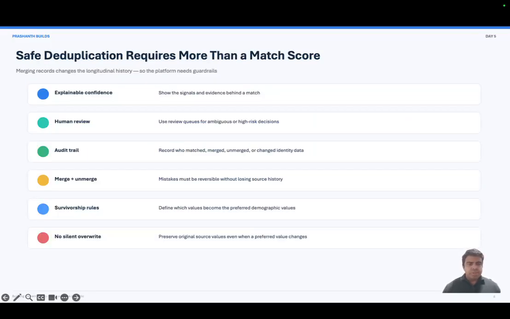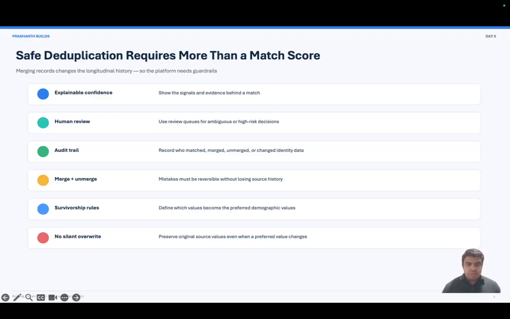Once the system decides the two records belong to the same person, deduplication introduces another set of responsibilities. We need to explain confidence so users can understand the basis of a match. We need human review for uncertain decisions. Every merge and unmerge should be auditable. Most importantly, mistakes need to be reversible. If two people are accidentally merged, the platform should be able to unmerge them without losing the original source history.